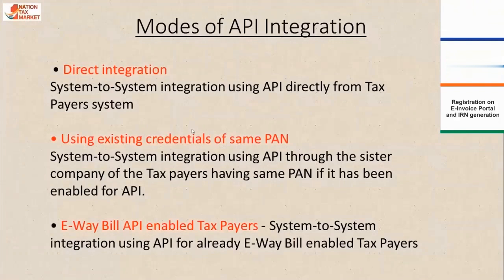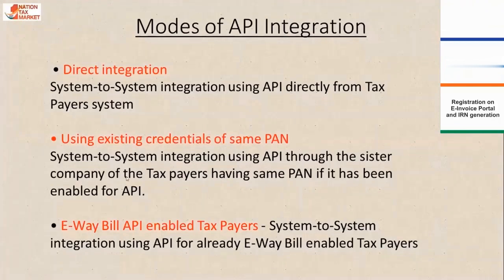So what has to be done by the taxpayer who is coming through the GSP? He has to log into the IRP system, and there is an option for him to select the GSP and create his credentials. As you know, for API integration, there are two sets of credentials. One is the client ID and client secret, and the other is the username and password. Client ID and client secret are required only if you are doing a direct integration, or by the GSP itself. For other taxpayers, they have to create individual usernames and passwords.